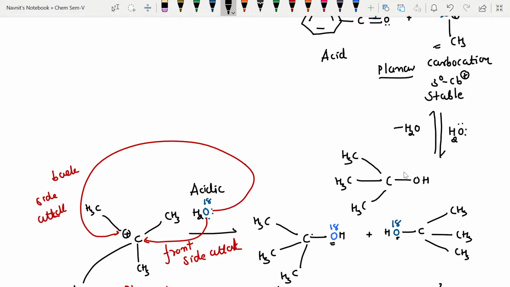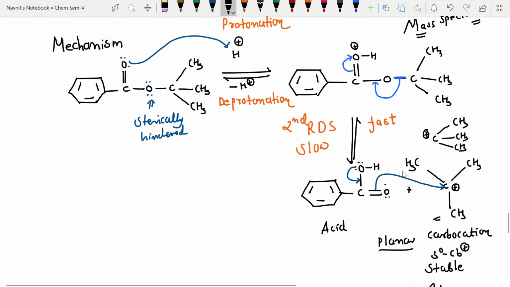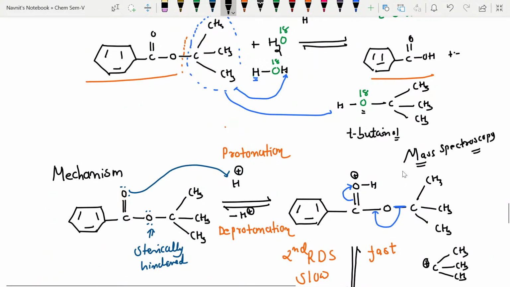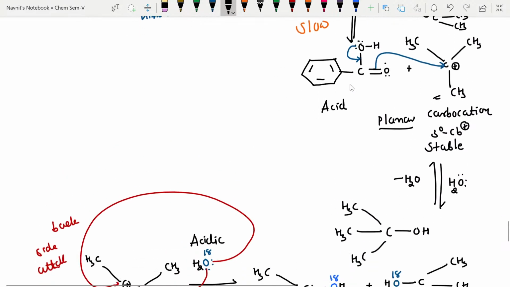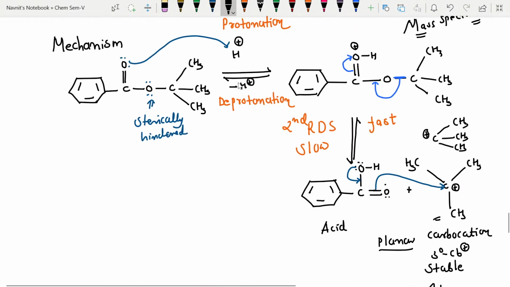Okay, and of course this reaction is reversible because we are talking about an acid catalyzed reaction. So this tertiary butyl alcohol and this benzoic acid in acidic condition form tertiary butyl benzoate. That means the reverse reaction of this ester hydrolysis shows the mechanism of esterification. Is that clear? So the reverse reaction is esterification.